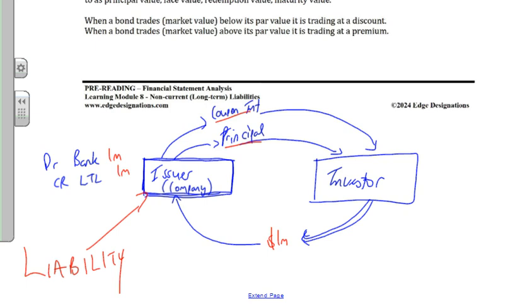Looking at it from the investor's point of view, he's invested in someone else. Why did he give you the $1 million? Because what's he going to get? It's hopefully a nice, safe, secure investment, and he'll get back coupon interest and principal. From his point of view, it's an asset. He invested in an asset.